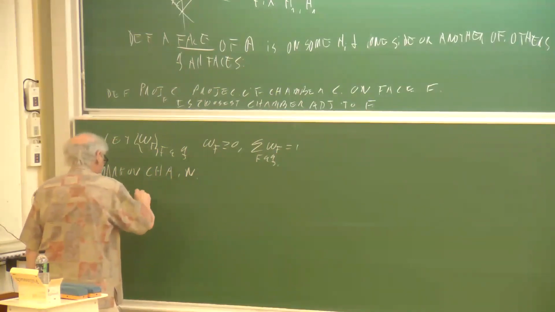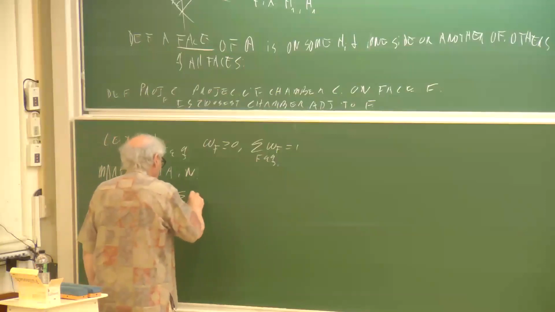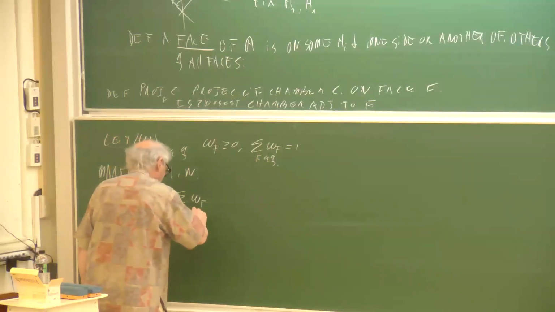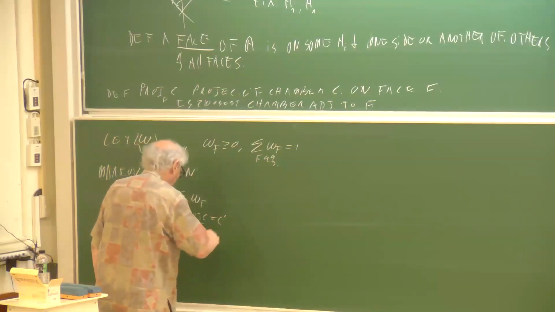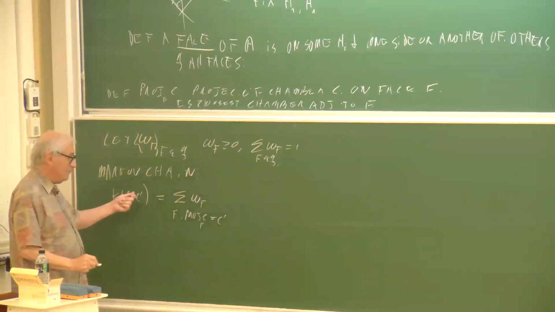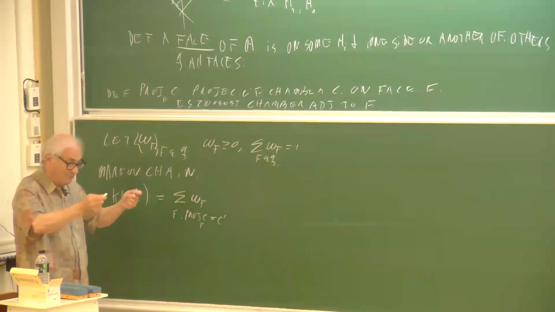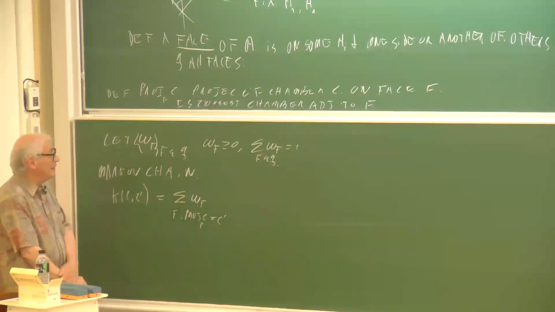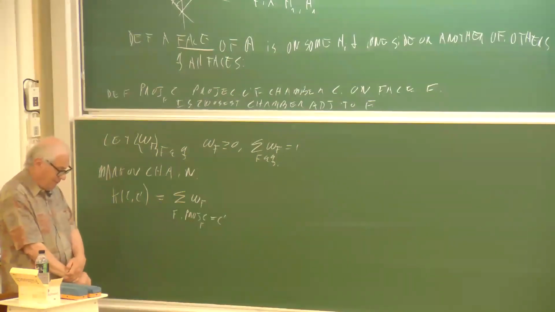K of C prime, the chance of moving from C to C prime, is the sum of WF over all F such that the projection of C onto F is equal to C prime. You know, you have to pick a face for which C prime is the closest face to C. And there are going to be many examples coming.